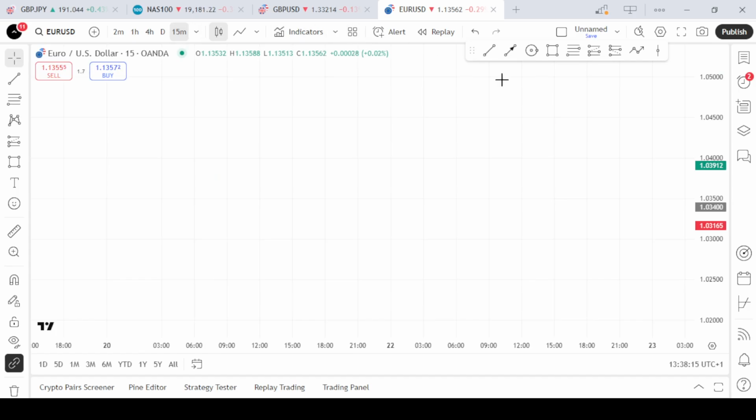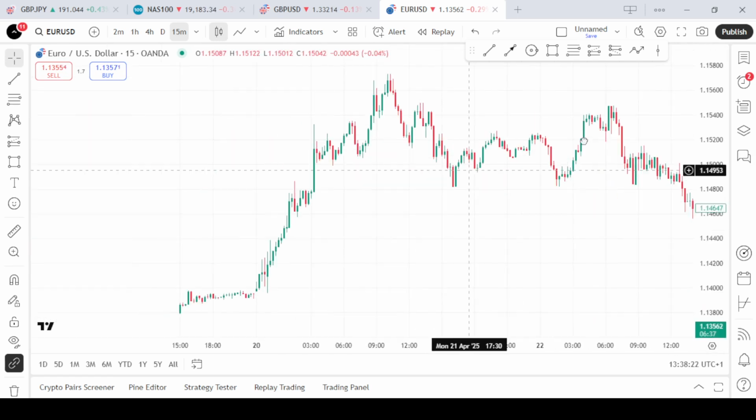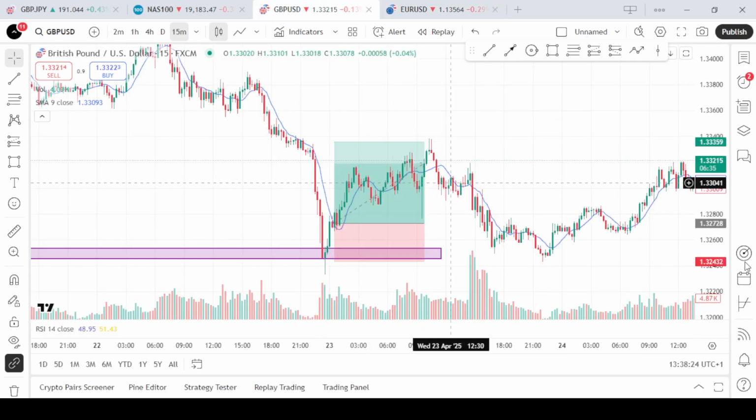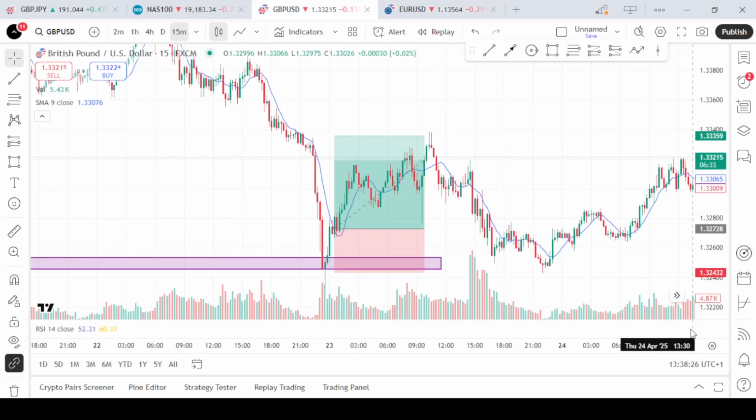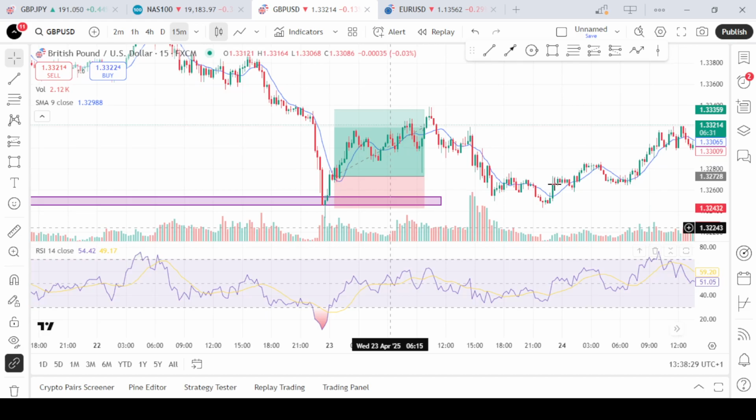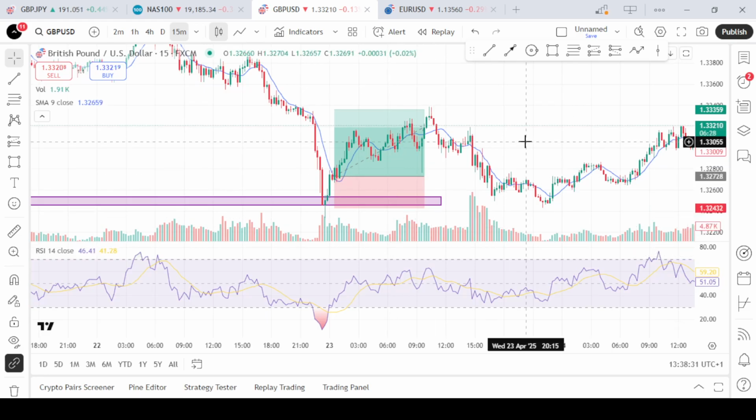It helps you to see if the trend is clear. You can also make use of indicators to know if you are on the right side of the market or if you are trading according to the trend of the market.